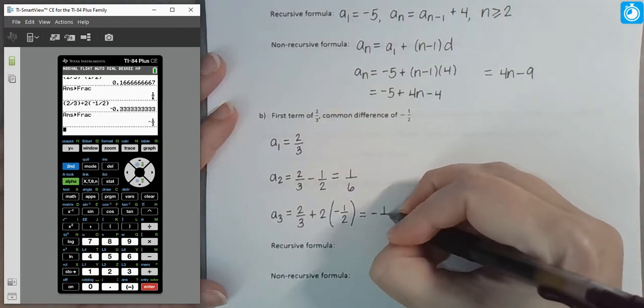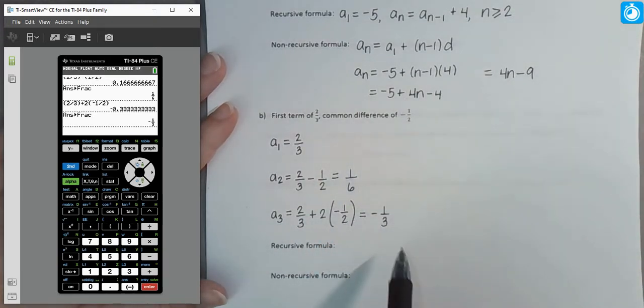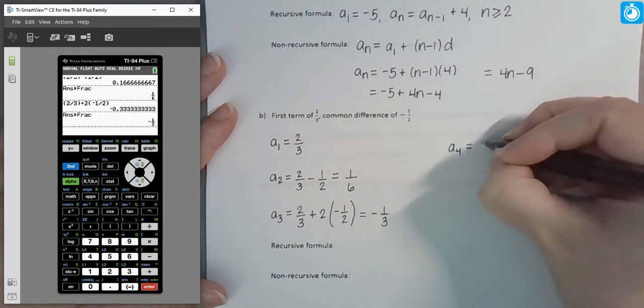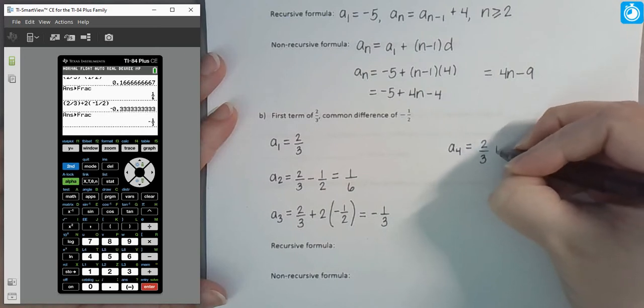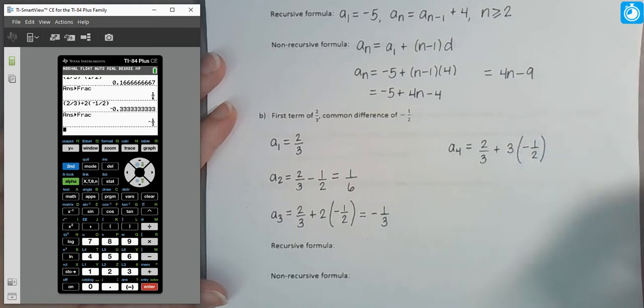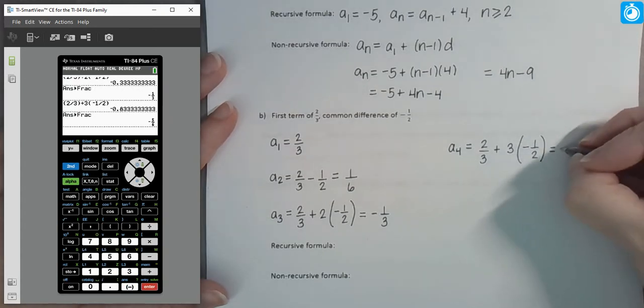So notice we've gotten smaller again. Now we're in the negative numbers. And since we're continuing to decrease, we'll get more and more negative over time. So what about a sub 4? Well, a sub 4 is going to take our first term plus 3 times our common difference. So that's going to be 2/3 plus 3 times negative 1/2. And again, we can convert that to a fraction, and that's going to give us negative 5/6.